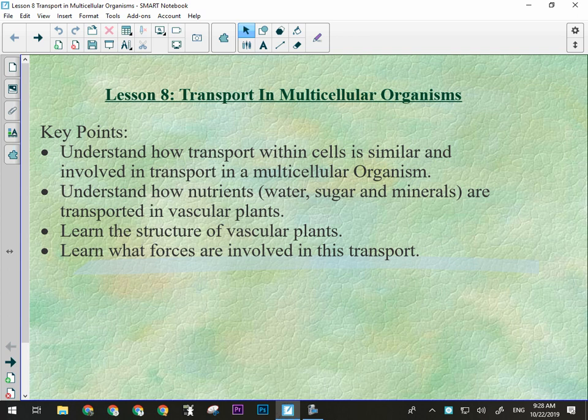We're going to look at the structure of vascular plants, which we'll go through quickly because it's pretty obvious, and you did it yesterday. Learn what forces are involved in the transport of water and nutrients.